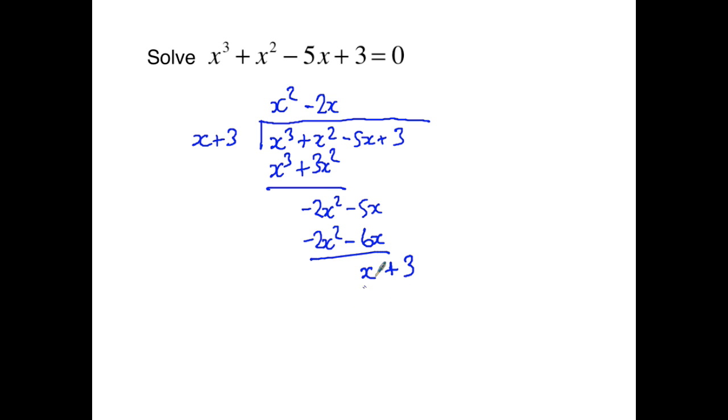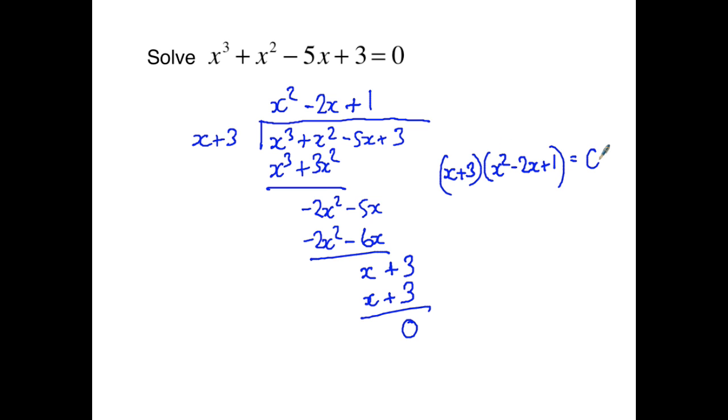New highest power of x here, divided by x, will give us 1. And then multiplying back out, 1 times x is x, and 1 times 3 is 3. So there's no remainder when I subtract those final two. So what that tells us is that x plus 3 multiplied by x squared minus 2x plus 1 all equals 0.